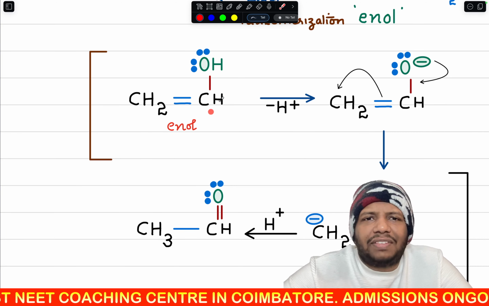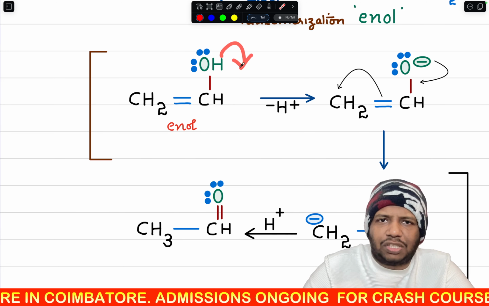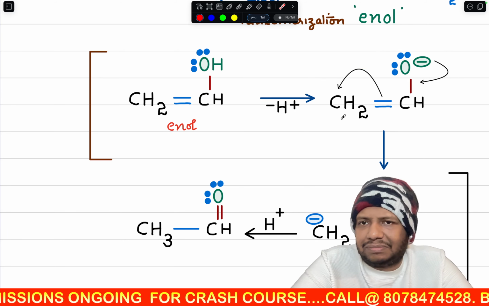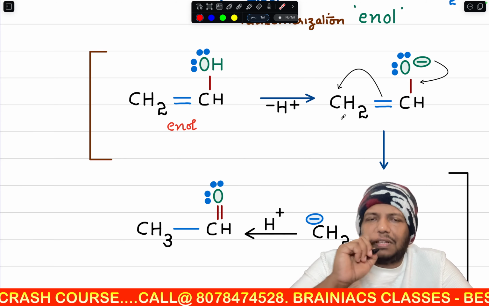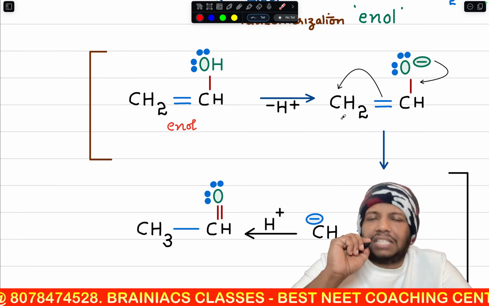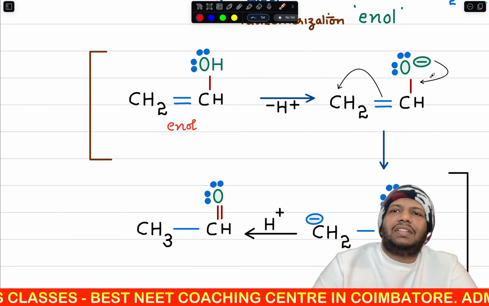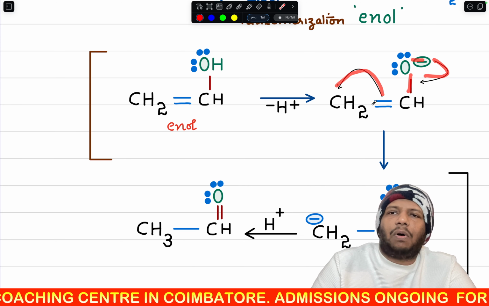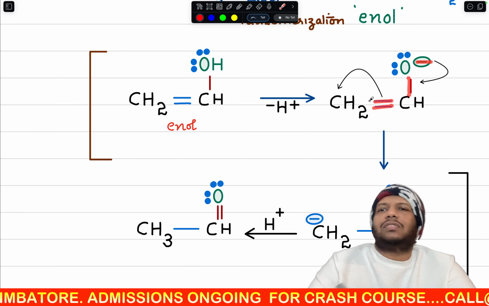How can I say enol is acidic? Why are you saying enol is acidic? Because once this compound releases H plus, the remaining structure is stabilized by resonance. Yesterday in my Brainiacs capsule, I told how to test the acidic strength. Remove the H plus and check whether the remaining structure is stabilized. How will you check the stability? Check whether resonance is present or even inductive effect is present. So here you can see this remaining structure is stabilized by resonance. Negative charge, single bond, double bond, that is, conjugation is there.